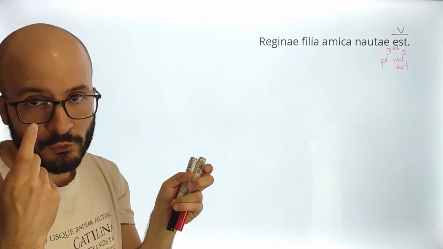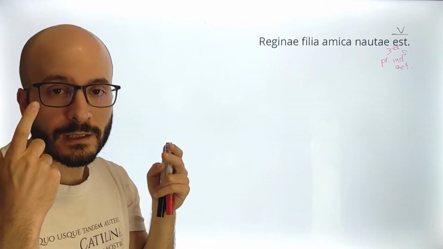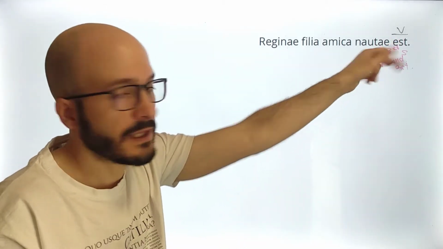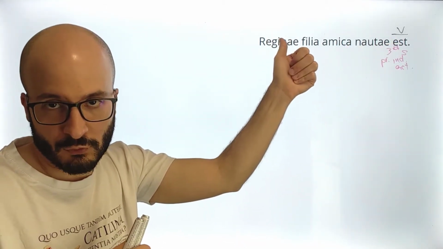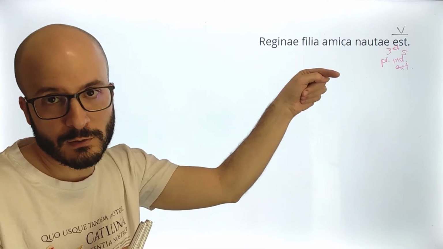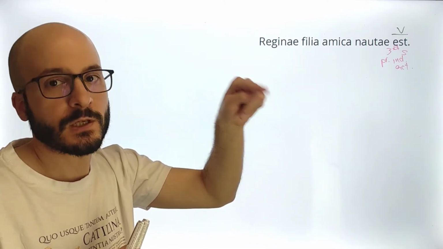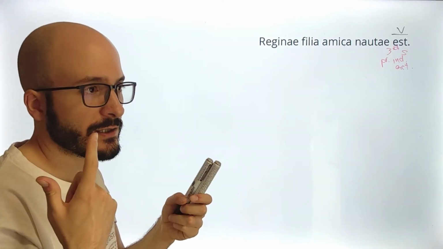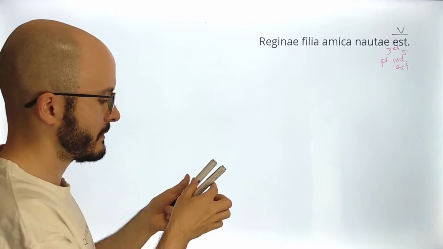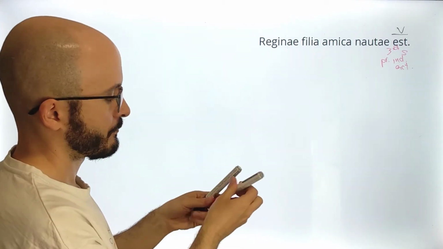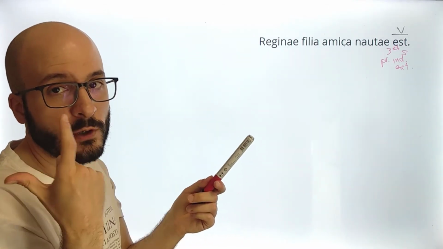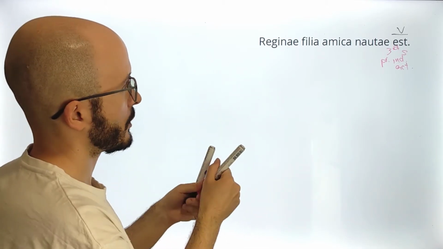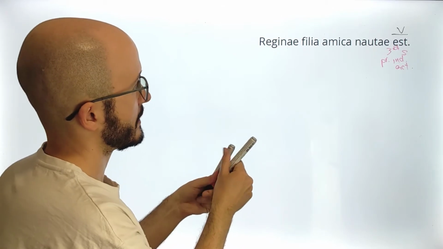Now, be careful, because we studied this already, with the verb sum, the subject, of course, is nominative, but then also the attribute is nominative. So be careful with that, because at first that's a frequent beginner's mistake. So, let's see. We are going to need at least two nominatives, one for the subject, one for the attribute. Okay, so let's start analyzing.